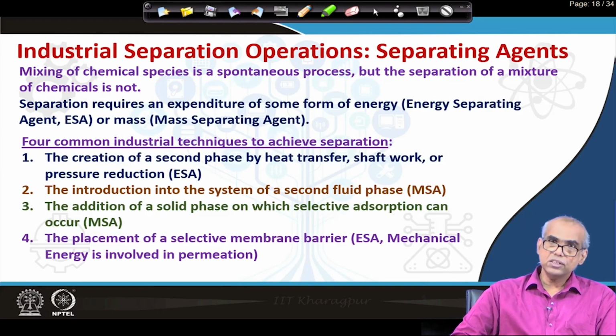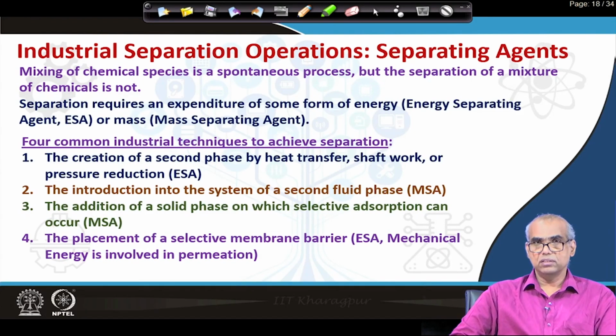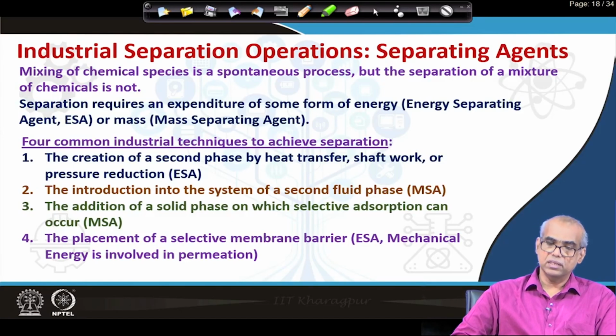In case of crystallization, we have something called anti-solvent crystallization. Suppose a solute is dissolved in solvent A. Now, I add another solvent B to the system, where these solvents A and B are miscible, but the solute which is soluble in A is not soluble in the added solvent B. So, the solubility of the solute in the mixed solvent reduces. So, there will be generation of supersaturation and crystallization will occur. So, this is also an example of mass separating agent, where the anti-solvent, the second solvent that you have added, is the mass separating agent.